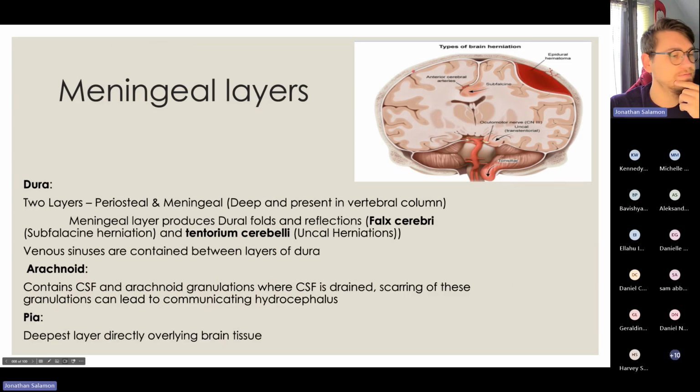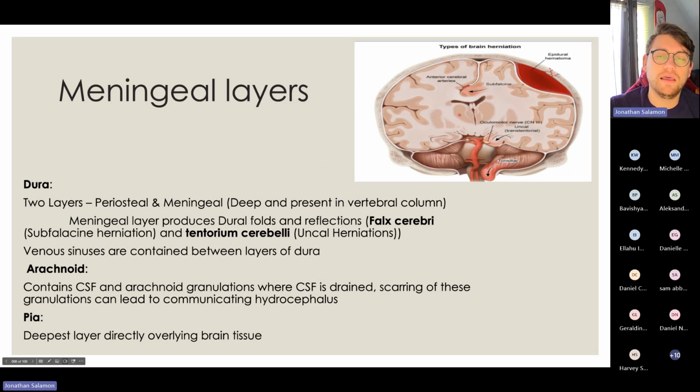Meningeal layers. I think we have this down, right? But the top is the dura, it's the tough part. The arachnoid is where all the fun stuff happens, and then the pia is the bottom. This helps you with the bleeds, right? You have your epidural, subdural, right? Epidural is above, it's between the skull and the dura. Subdural is below, right? And then you have the arachnoid bleeds.